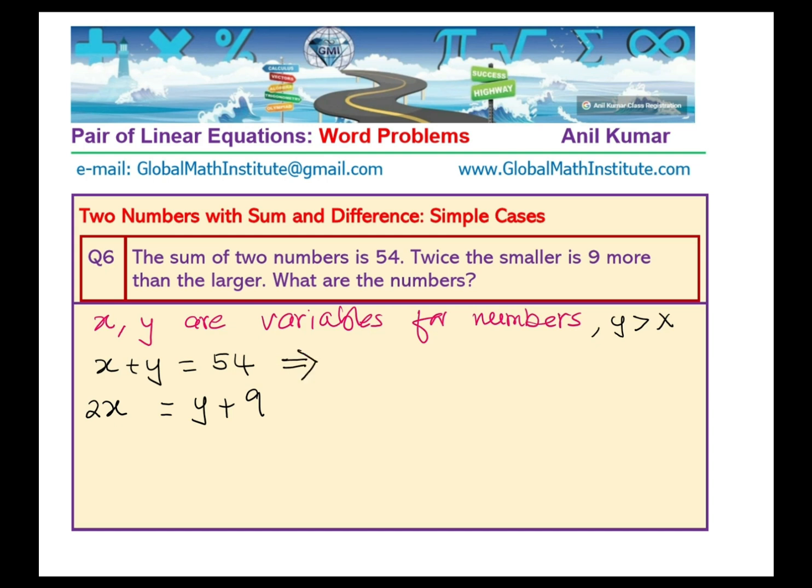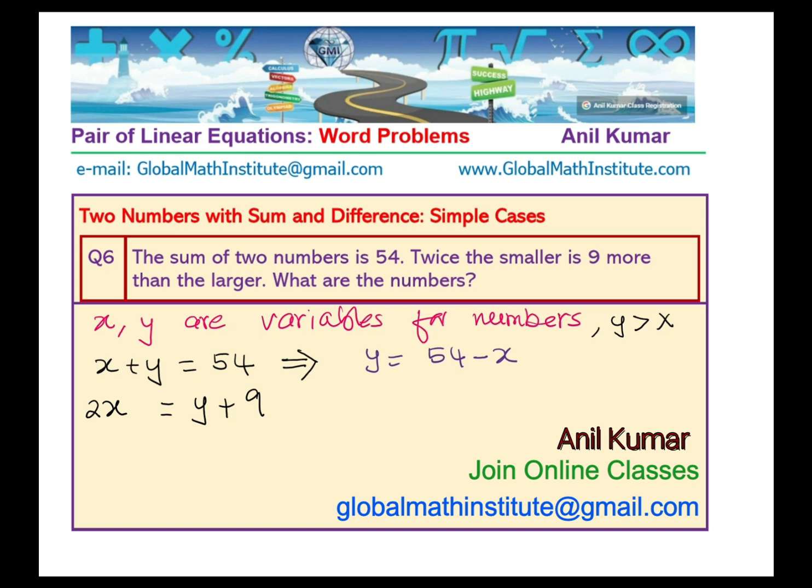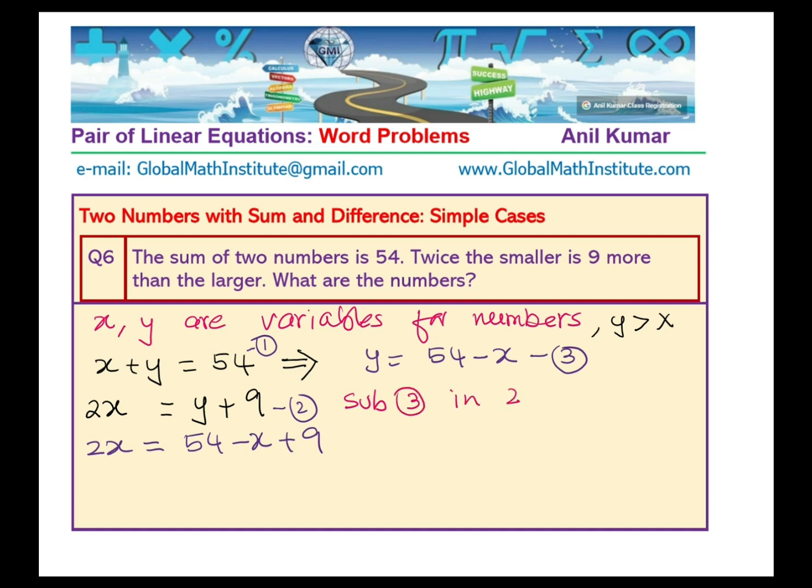Now, from the first one, we can isolate y. Correct? So, we get y equals 54 minus x. We'll call this our equation number 3. First two are given to you. And we are going to substitute this value of y in 2. Is that okay? So we get 2x equals the y value of 54 minus x, plus 9. Is that clear to you? So what we did here, we substituted 3 in 2. So there are different ways of solving simultaneous equations, that is a pair of linear equations.